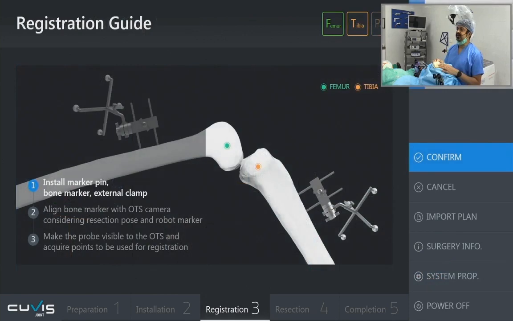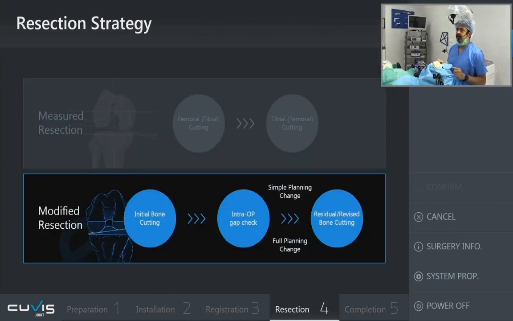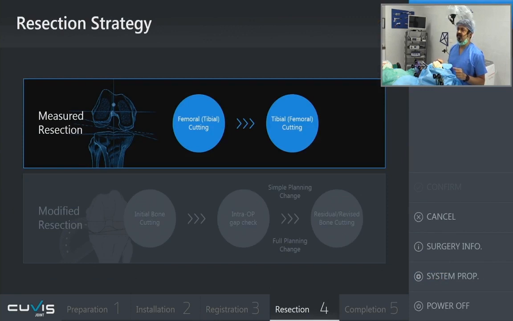We go to the next step, and here is a time where we need to select either of the measured resection and modified gap resection. So which is the one that you would prefer? I mean, the way to look at this is, you may want to go for a measured resection and say that I as a surgeon is going to balance my soft tissues.